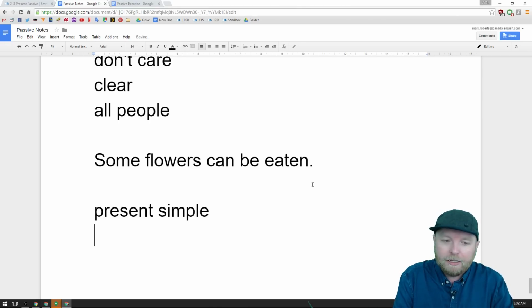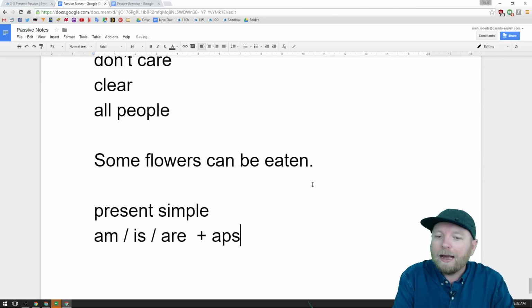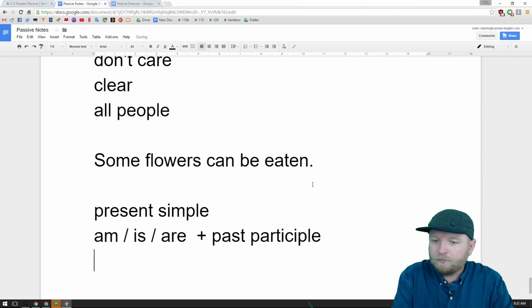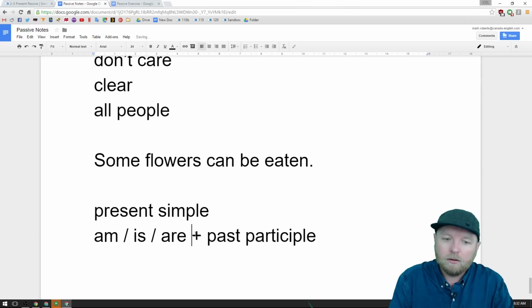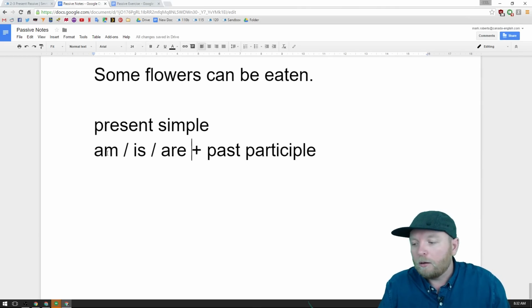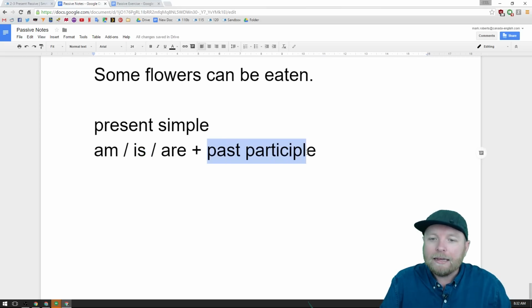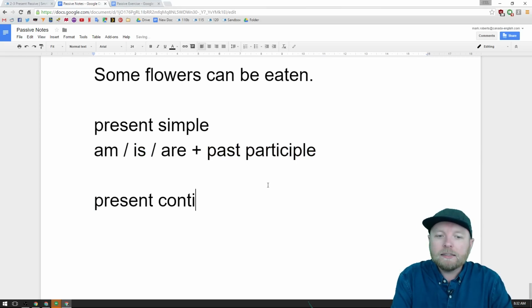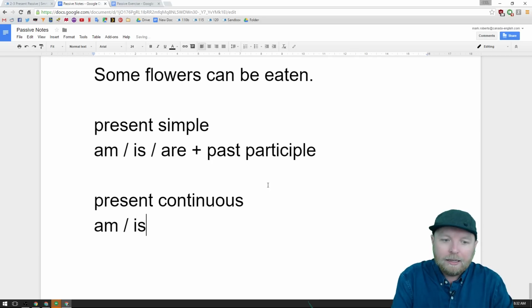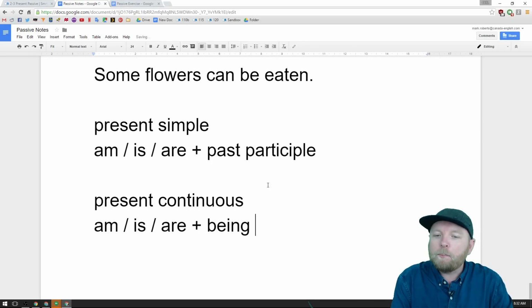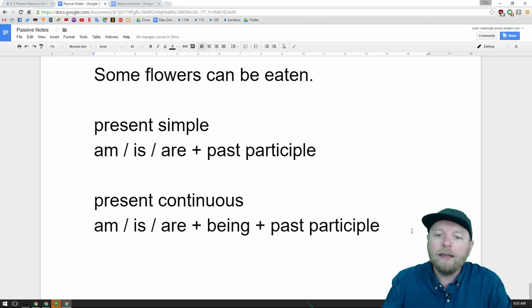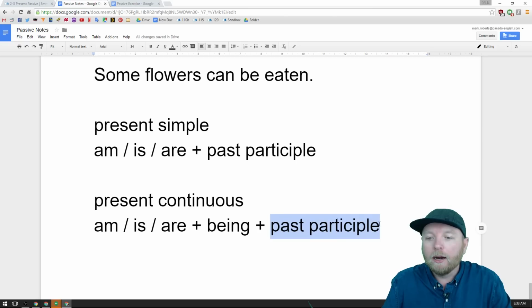Present simple. We need to say am, is, are, plus a past participle. Okay, example, the wine is made in France. Present continuous: am, is, or are, plus being, plus a past participle. Okay, example, the road is being repaired, right?